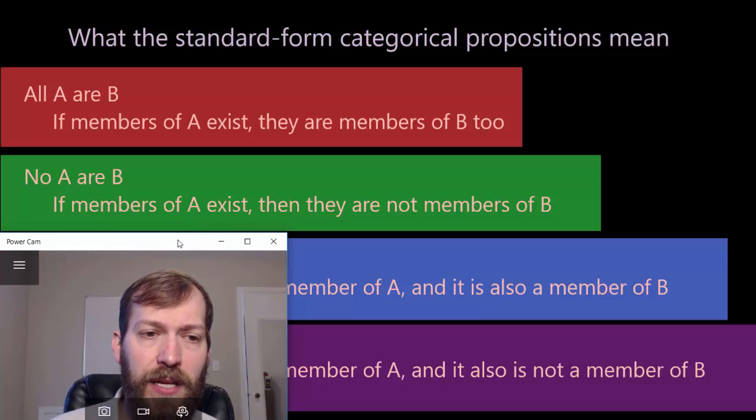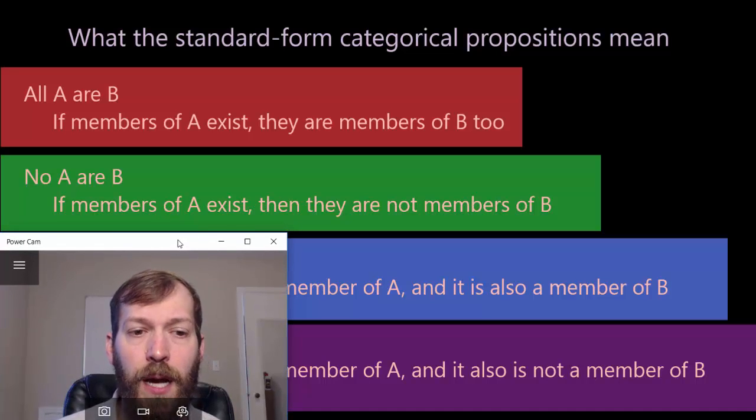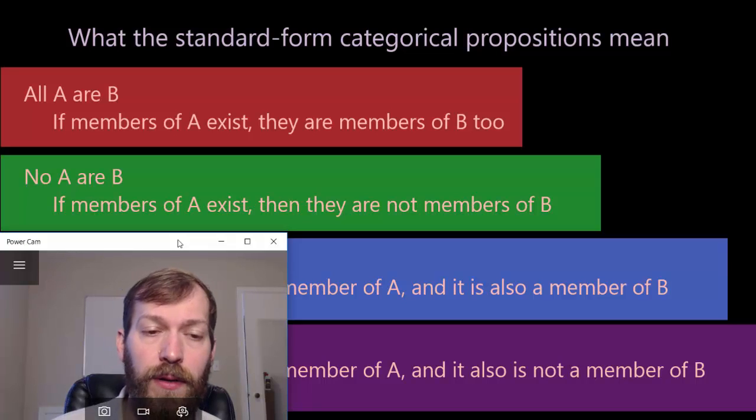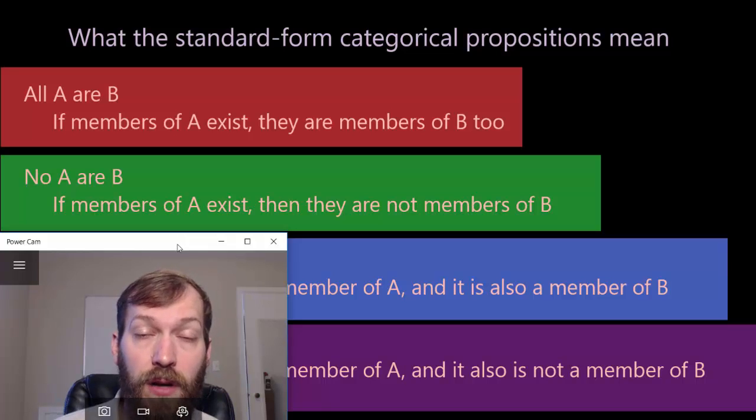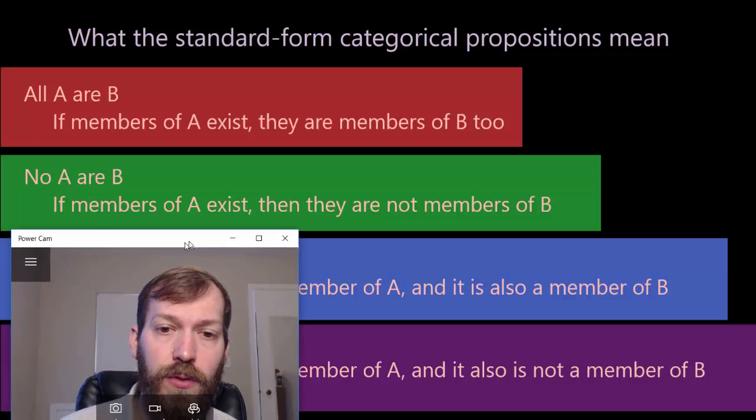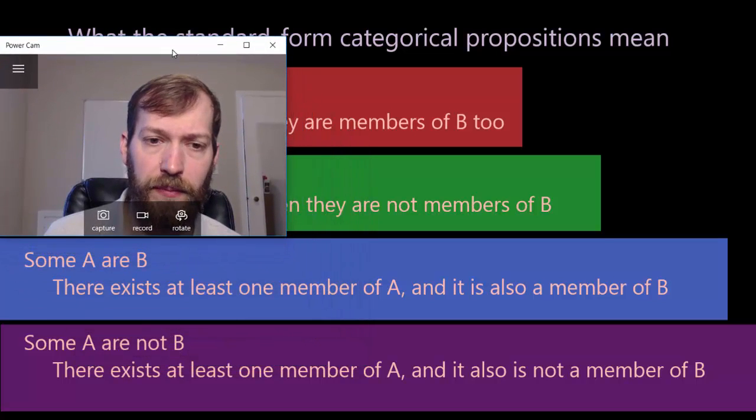On the other hand, if I say no A are B, I'm saying that there is no overlap between the category A and the category B. There's no members of one that are also members of the other. So if members of A exist, then they are not members of B. Again, we're not committing ourselves to the existence that A's do in fact exist, that there are members of A, but rather, if they do, they're not also going to be members of B.